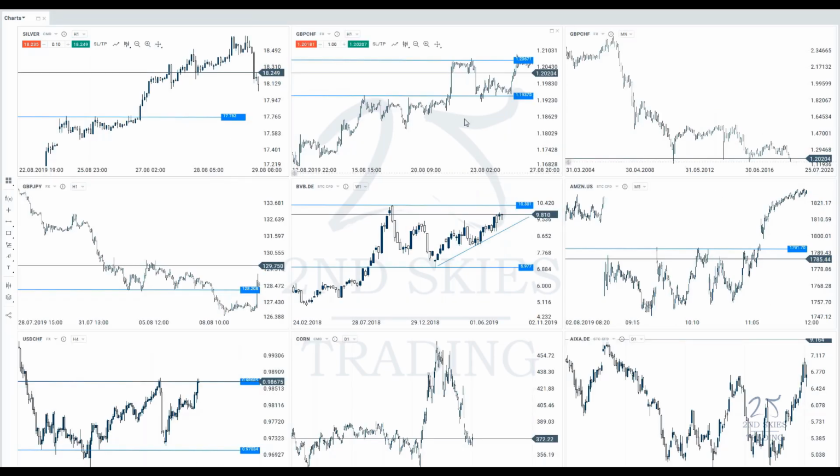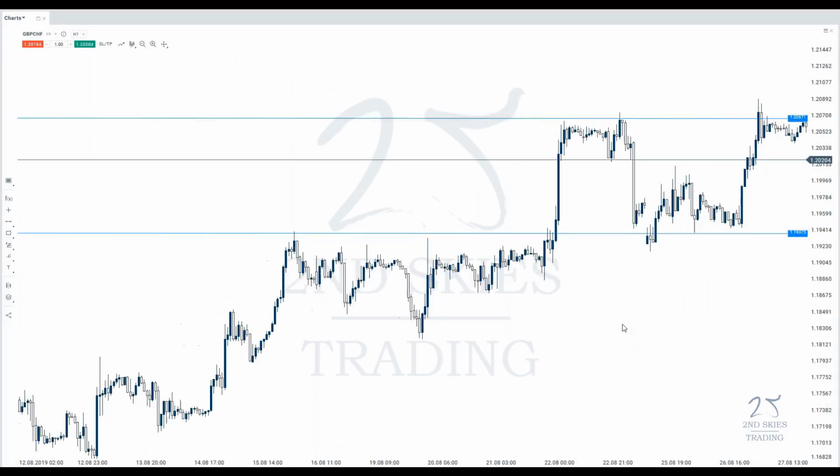So that was silver. Let's look at pound Swiss. This is something we've been talking about recently with our members.